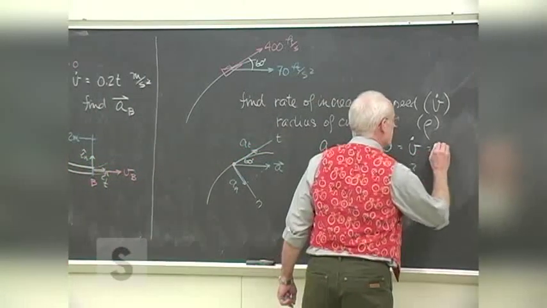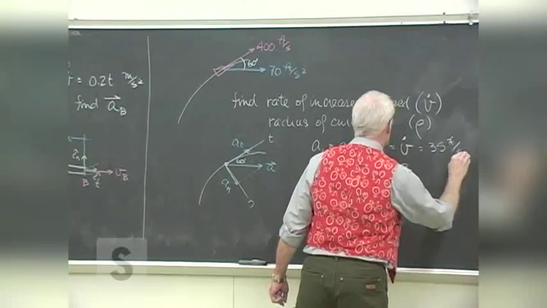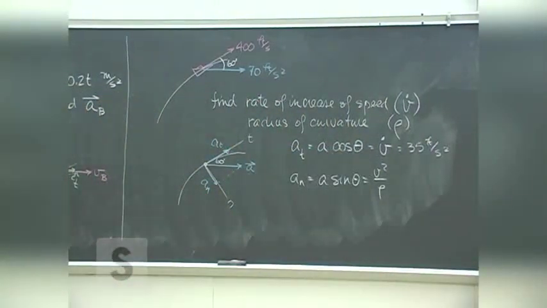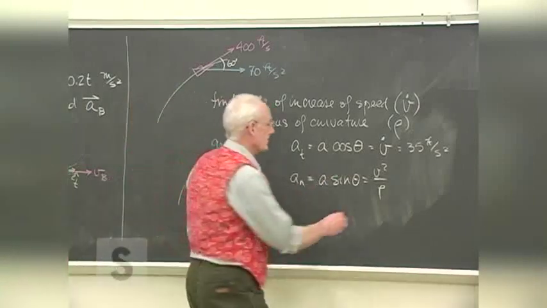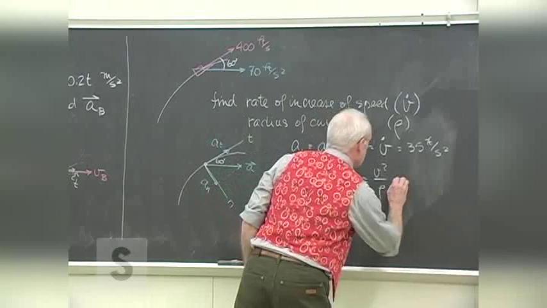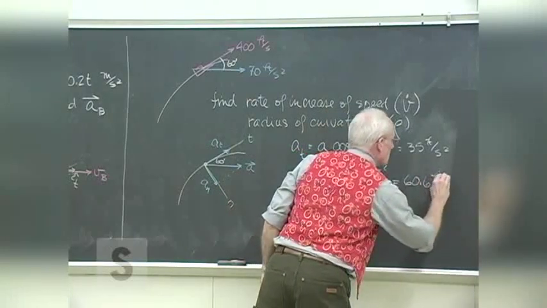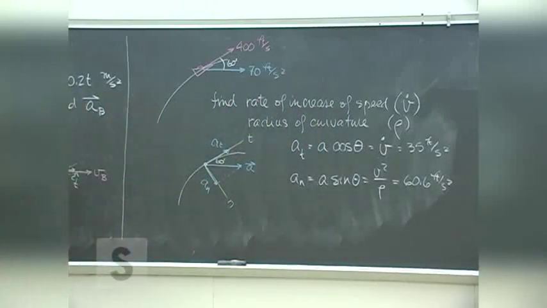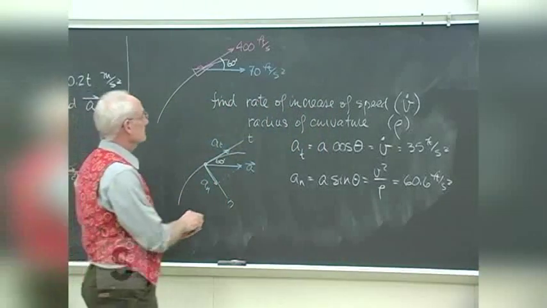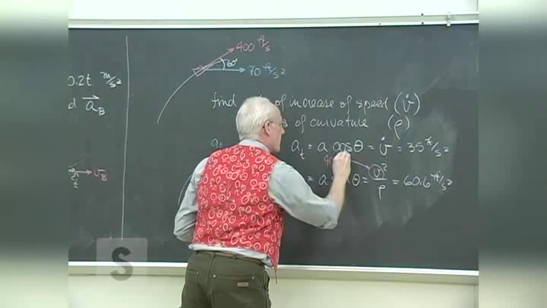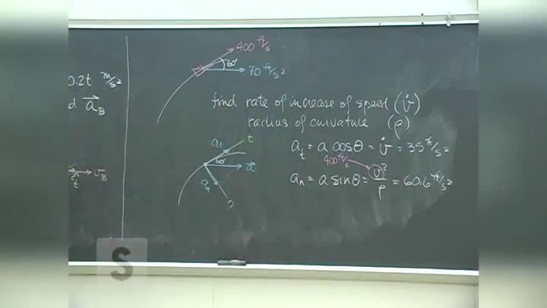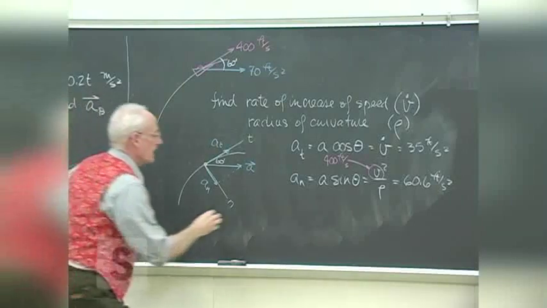All right. Of course, this is 35 feet per second squared. The other part comes, what? Oh, I didn't even write it down. What's 70 times sine 60? Do you have that? 60.6. And then you've got the velocity that was given, the 400 feet per second. And you can solve for rho, the radius of curvature. And you get about 2640.